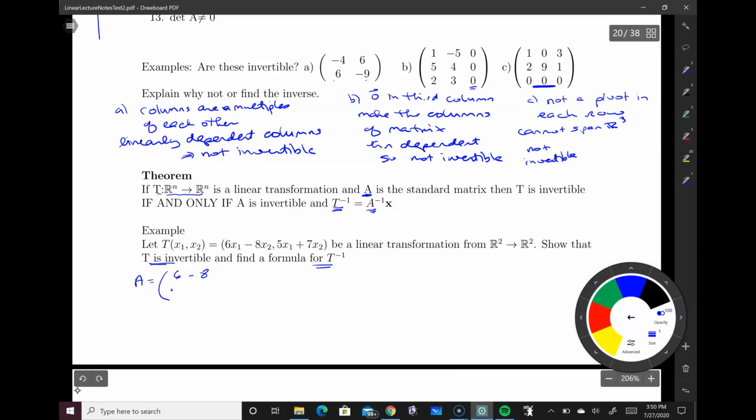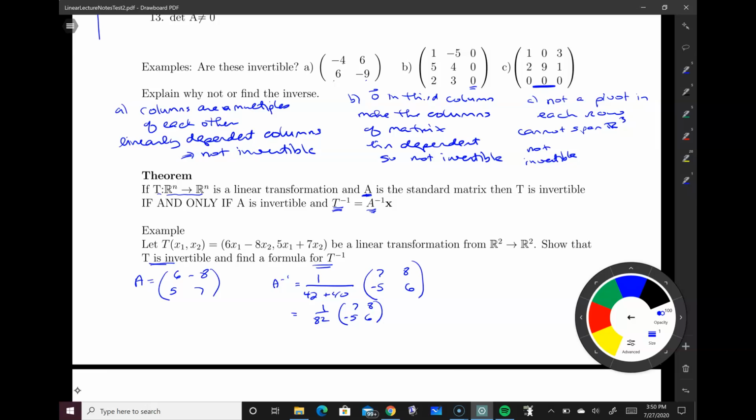So I get 6, -8, 5, 7. That's the matrix A. So I'm going to find the inverse. So I have 1 divided by the determinant. So that's 42 plus 40. And remember how we do this. We switch this diagonal, and we take the negative of this diagonal. All right, so this gives me 1 over 82. And I'm not going to multiply this in. I'm just going to leave it like this. Okay, so find a formula for the inverse transformation. That would be this inverse matrix times x, where this is the inverse.